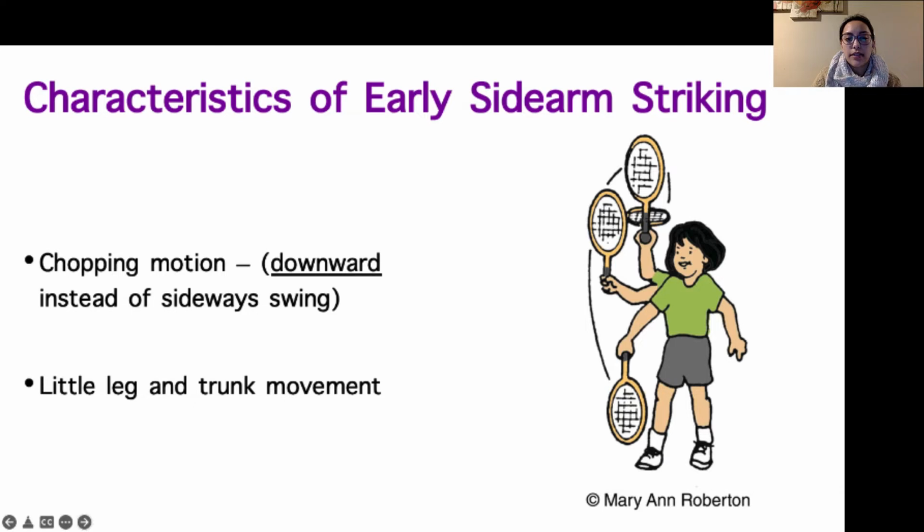As far as characteristics of early sidearm striking, usually we would observe some type of chopping motion, more in the vertical plane rather than a sideways plane. And then similar to our kicking and throwing examples that we've looked at so far, the movements that we see are kind of limited to the arm. So very little leg or trunk movement is supplementing this striking action.